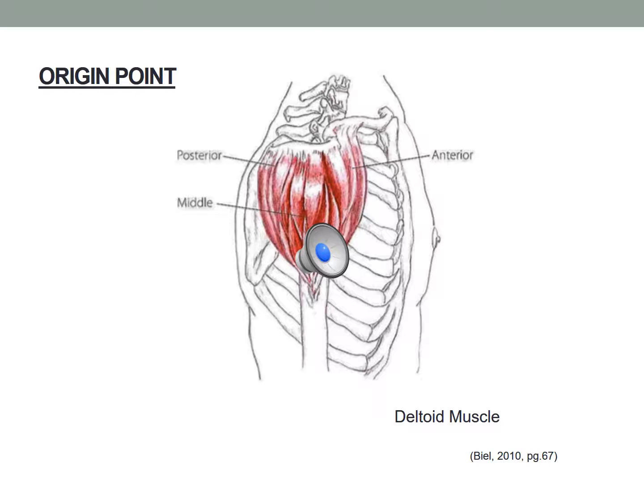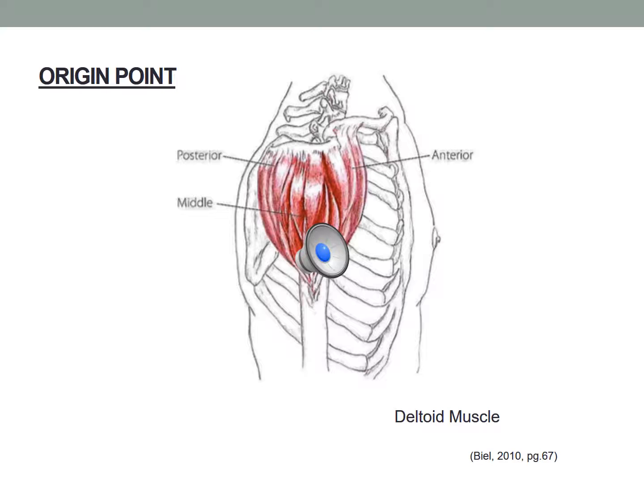This image shows the lateral view of the deltoid muscle displaying all three fibre segments. The triangle-shaped deltoid has an origin identical to the insertion of the trapezius. This includes the lateral third of the clavicle, the acromion process, and the spine of the scapula.